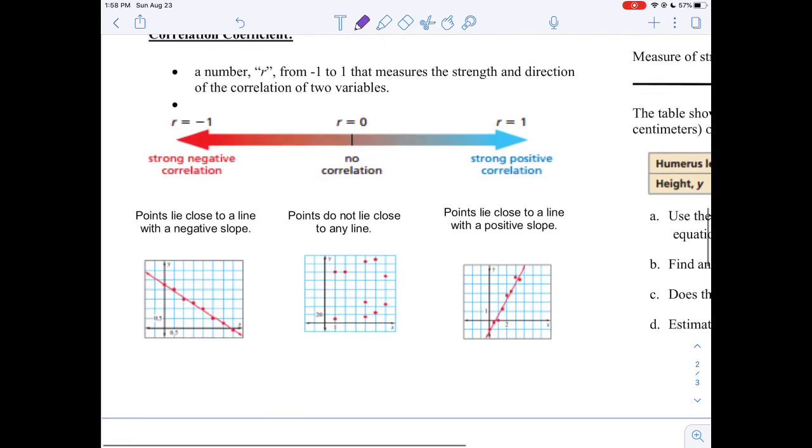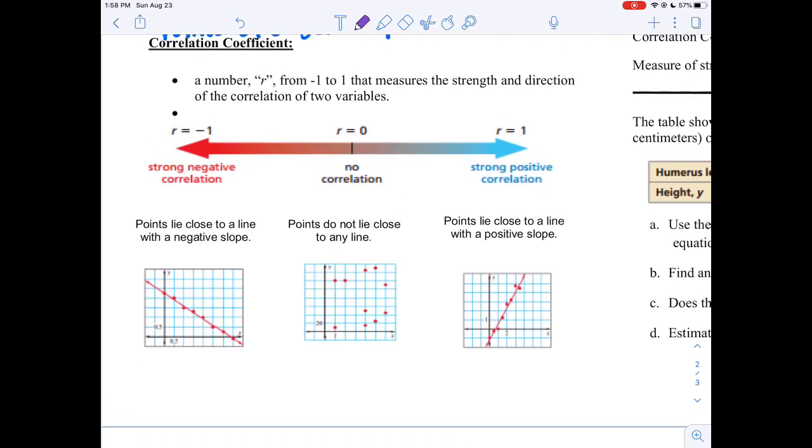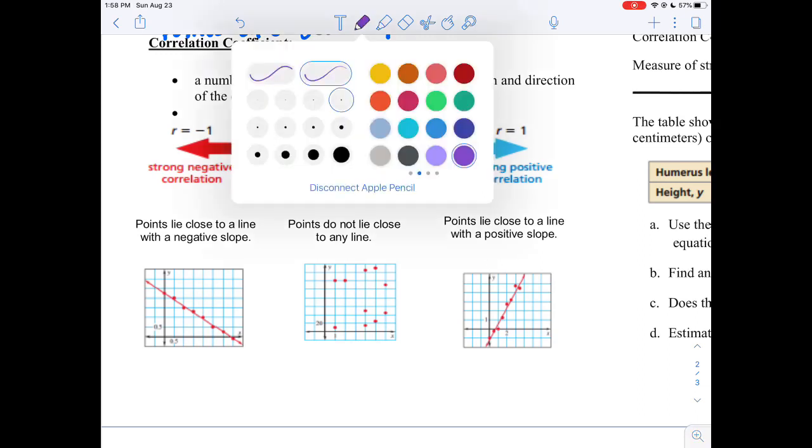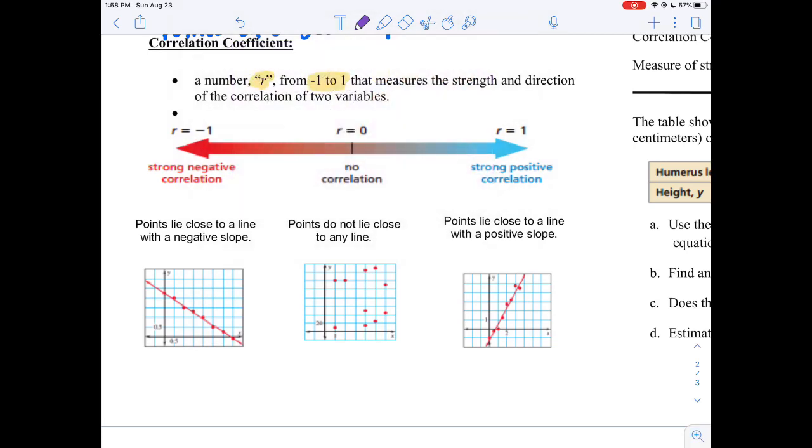All right, so a correlation coefficient is a number, and that number is going to range from -1 to 1, and that represents the measure of the strength and direction of the correlation of our x's and y's. So if we have a number that's close to -1, that's considered a strong negative correlation. And what's close, we're going to say that an R value that's less than or equal to -0.7 is a strong negative correlation.